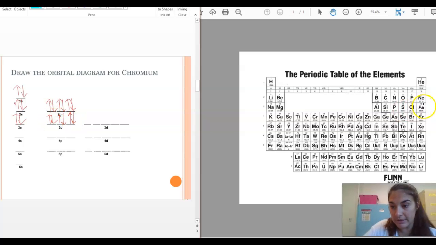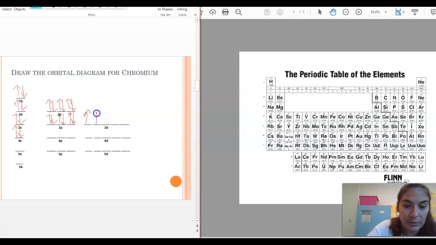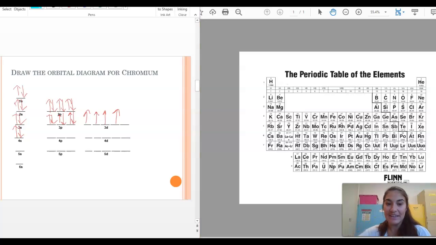I'm at argon, right? And then I go ding, 4s, 1, 2. Then 3d, again, we said it was going to be 4. 1, 2, 3, 4. Hund's rule. 1, 2, 3, 4. So again, the total number, look, 1, 2, 3, up to 24. The atomic number was the number of protons, therefore the number of electrons, therefore how many arrows I needed to have here.